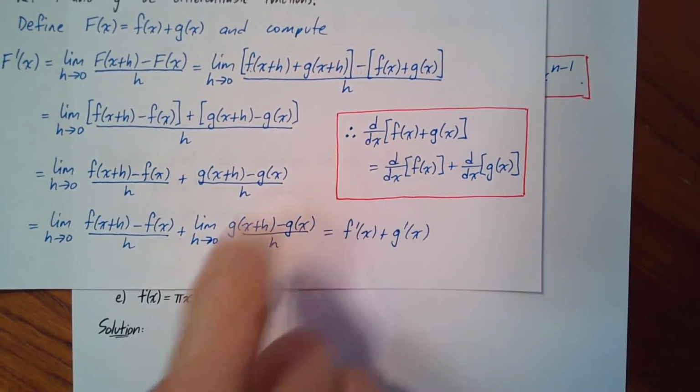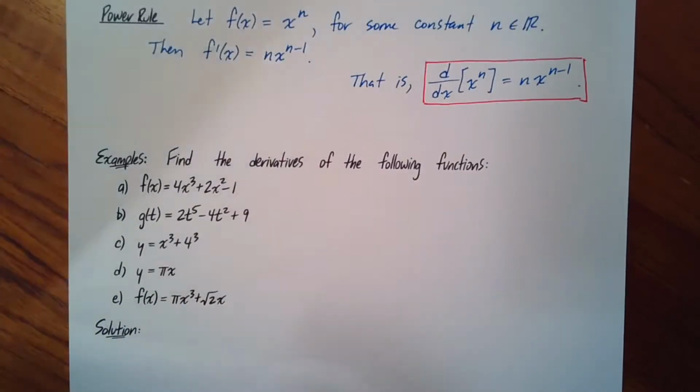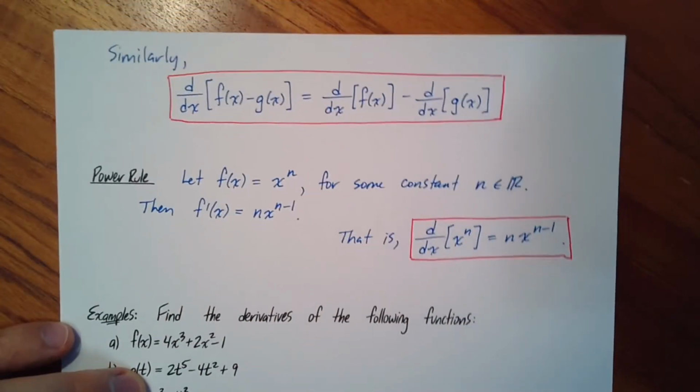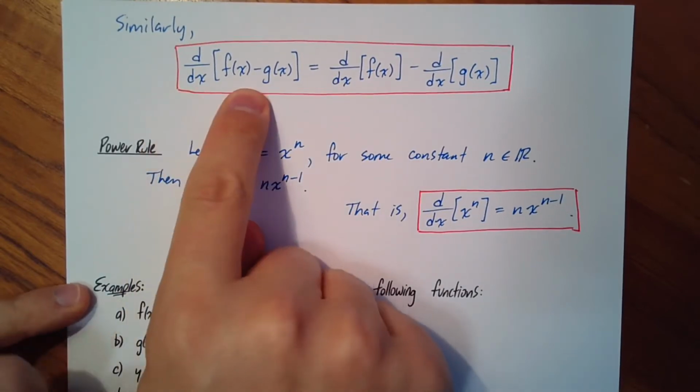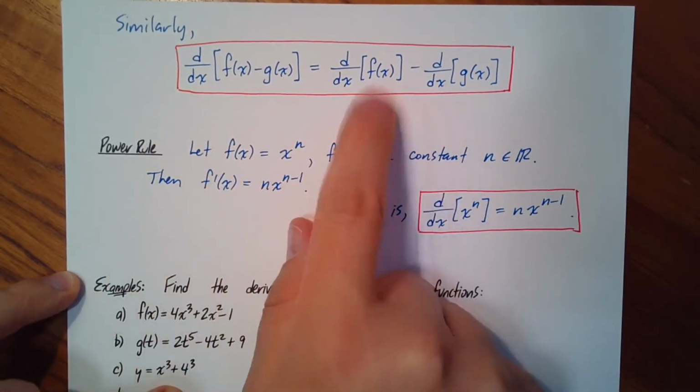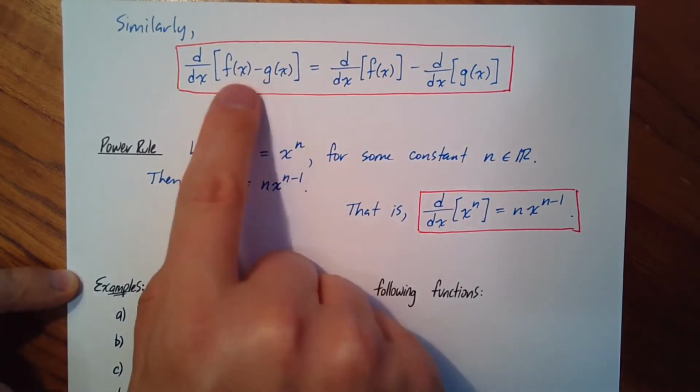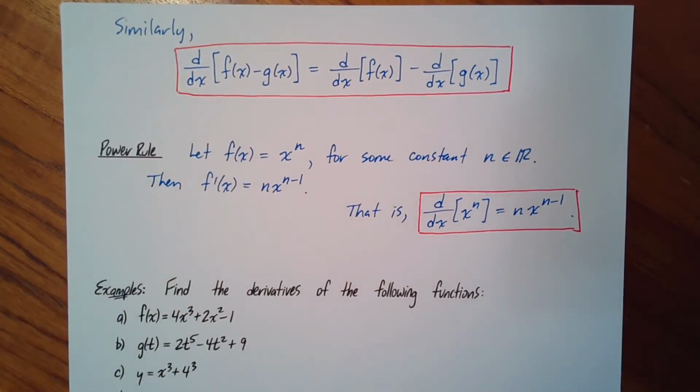If you have a derivative of a sum, you can write it as the sum of derivatives. And then this other rule that I didn't prove to you, but I'll leave it to you as an exercise to justify the details: the derivative of a difference is the difference of derivatives. You can take the derivative of each part separately and then subtract afterwards. Okay, and then the power rule came after.